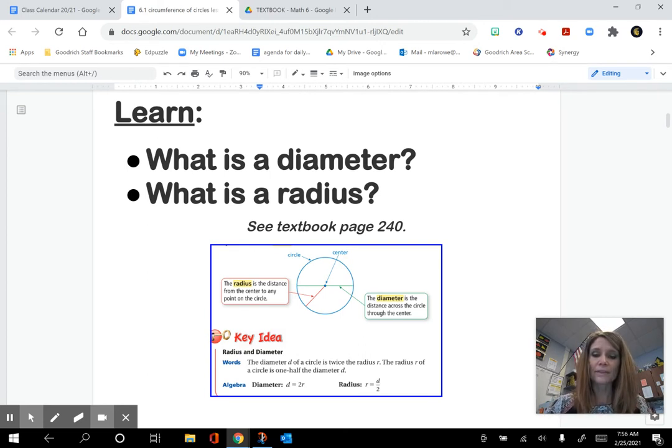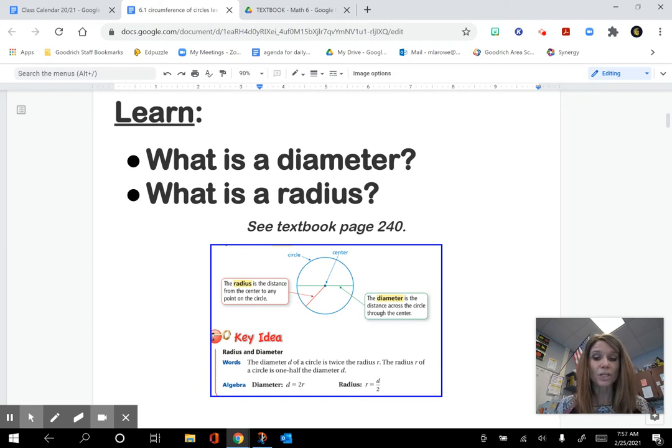So you can see based on the picture here in our textbook that they show the radius is the red line, and they tell us that it's the distance from the center of the circle to any point on the outside edge of the circle. Think of it as being like the spoke on a bike tire. So they start in the center and then they branch out to all the edges, and they really hold the wheel in a circular shape.